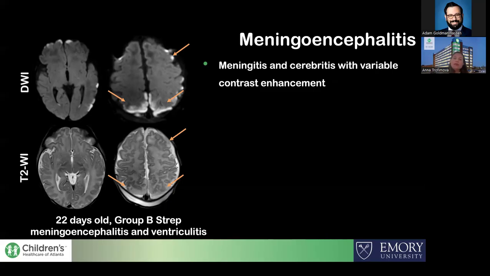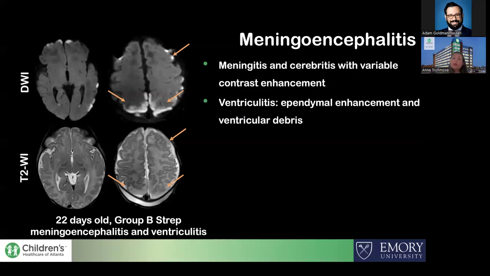And we can see multifocal areas of restricted diffusion, both extraaxially as well as involving the superficial cortex and subcortical white matter with associated edema. Other findings that we can see are ventriculitis, development of ependymal contrast enhancement, and ventricular debris, which may demonstrate restricted diffusion, as in our case.